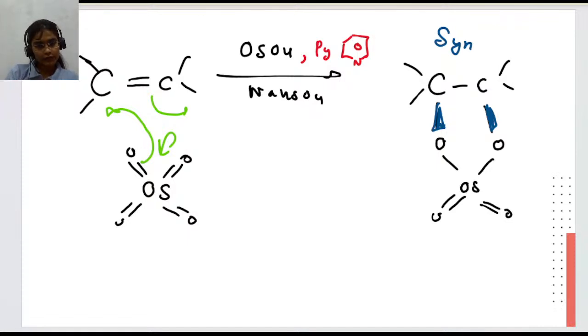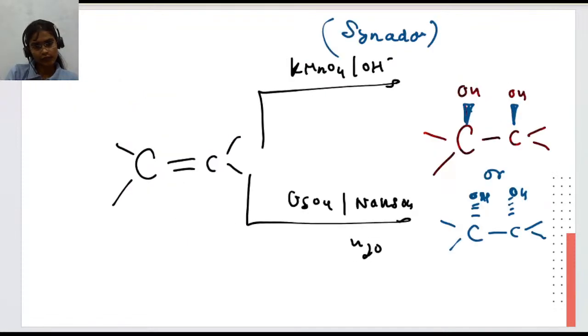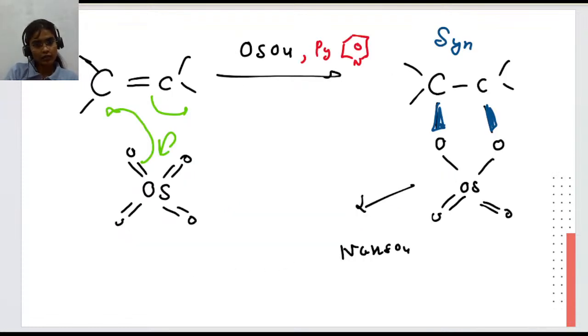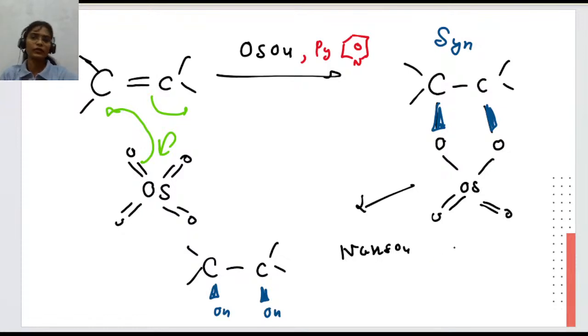This is step number one basically. And in this one, you have to add NaHSO4. So we get a carbon-carbon bond with the OH groups connected, again you can consider below the plane, it's not an issue. This is how they are connecting. Same, you can go with KMnO4.